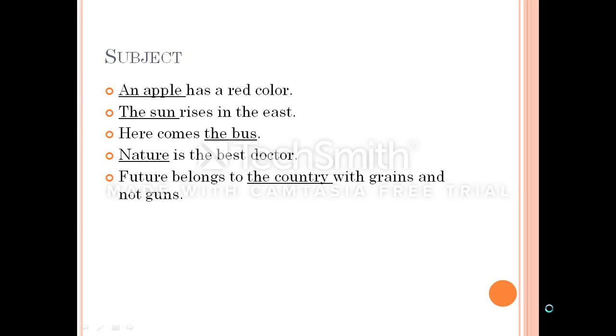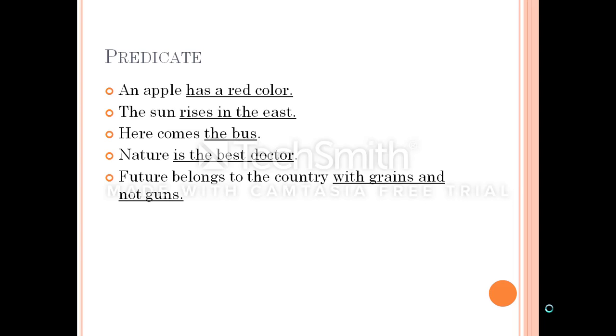Sometimes the subject comes in between of the sentence. If you look at the sentence carefully, the last sentence, future belongs to the country with grains and not guns. So basically you are telling here that the country which produces food will be the superpower in the next few years. So here the subject is country.